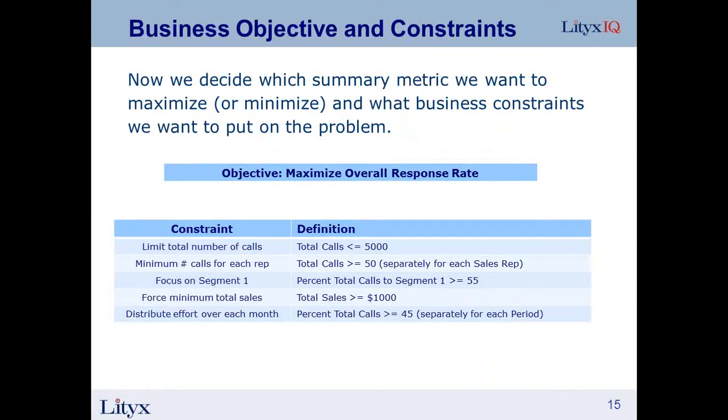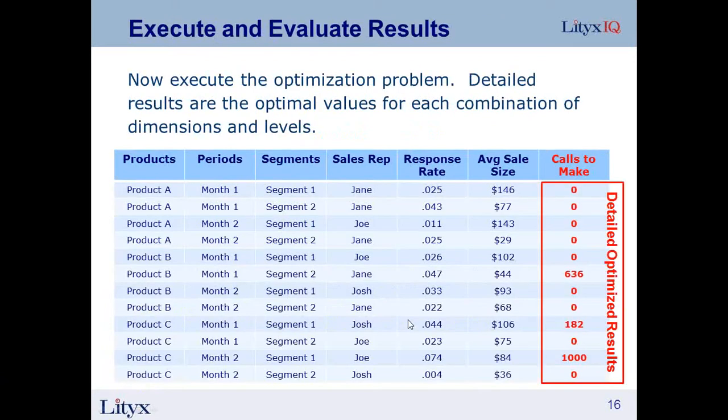A fourth constraint may be that whatever plan we come up with must generate at least $1,000 in total sales. And finally, a fifth constraint may be, for the sake of appropriate resource allocation, that we want to ensure that, let's say, 45% of all calls are made across each of the 2 months. In other words, we don't want to generate a plan that puts too much effort in one month or the other. Remember, we had 2 different periods. So that our sales reps aren't twiddling their thumbs in the other month, we distribute at least 45% of the total calls into each of the 2 months.